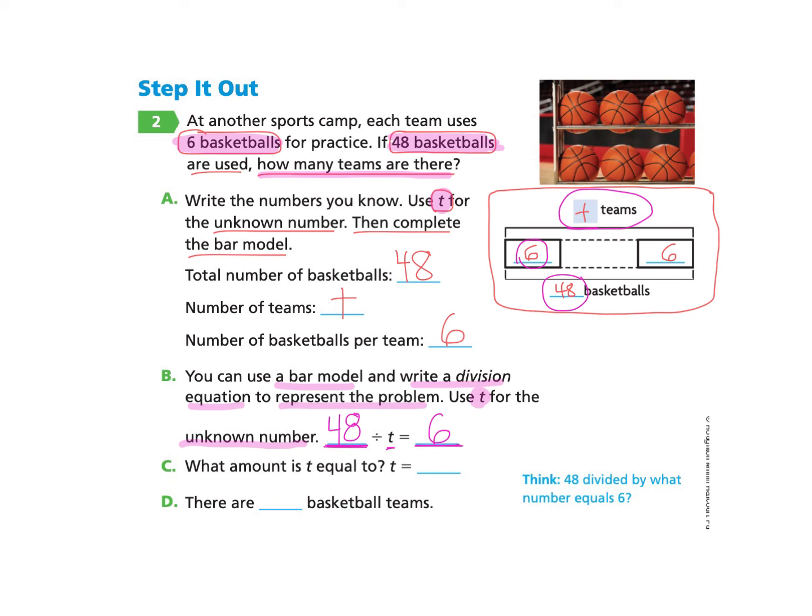Part C asks, what amount is T equal to? And we are going to answer T equals. So they do give us a little hint here. They say, think 48 divided by what equals 6. And again, you can count by 6s until you get to 48 and find out the number of times to do that. So if you want to pause and try that on your own, you can. And when you come back, you will find that there are 8 6s needed to make 48. And so we can answer that there are 8 basketball teams.